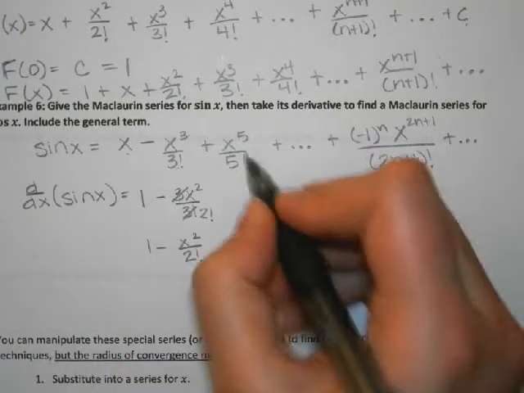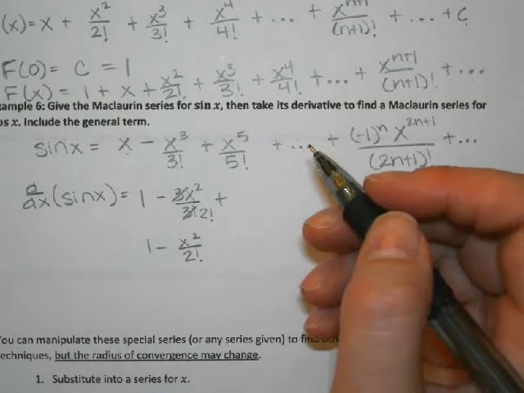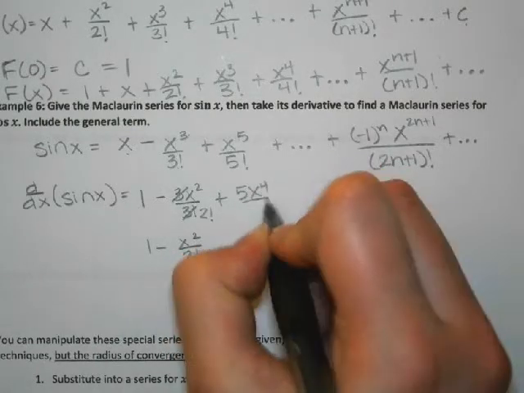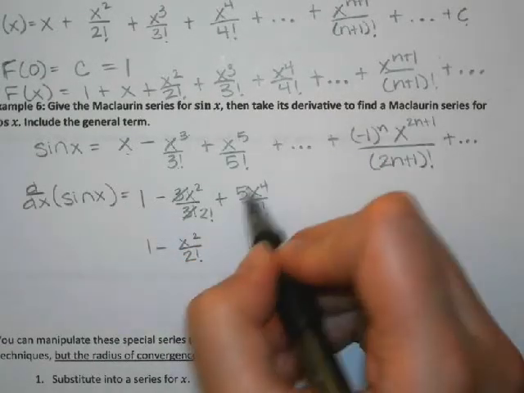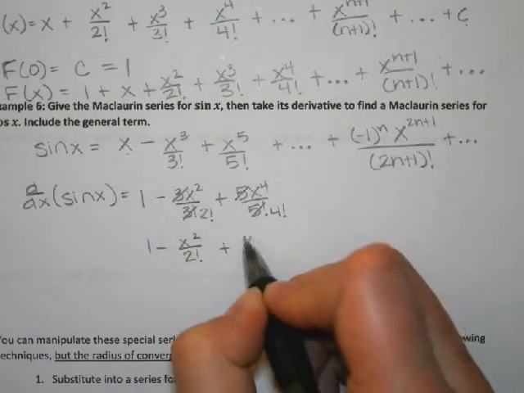Okay? And then the next derivative would be 5x to the 4th over 5 factorial, and so the 5 would cancel with the 5, and that would leave 4 factorial behind.